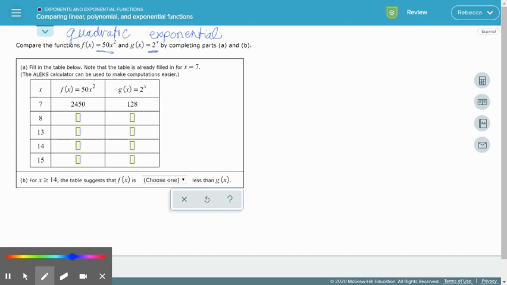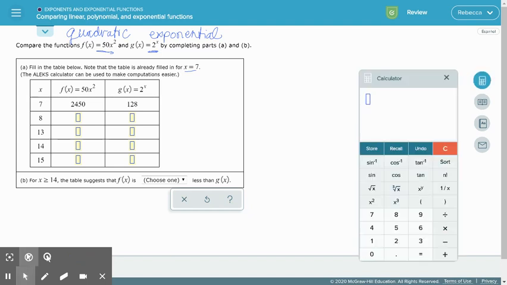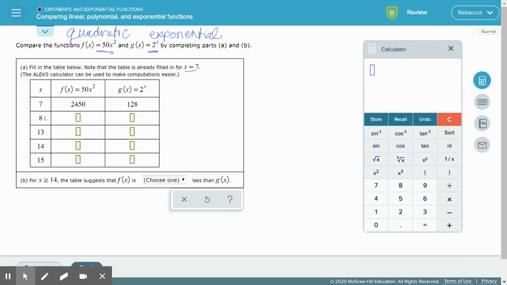So we want to fill in the table below. Note that we already filled in x equals 7. So we have the calculator to help us. Again, you could use this calculator or your own. So we want to evaluate the functions at each of these values for x.